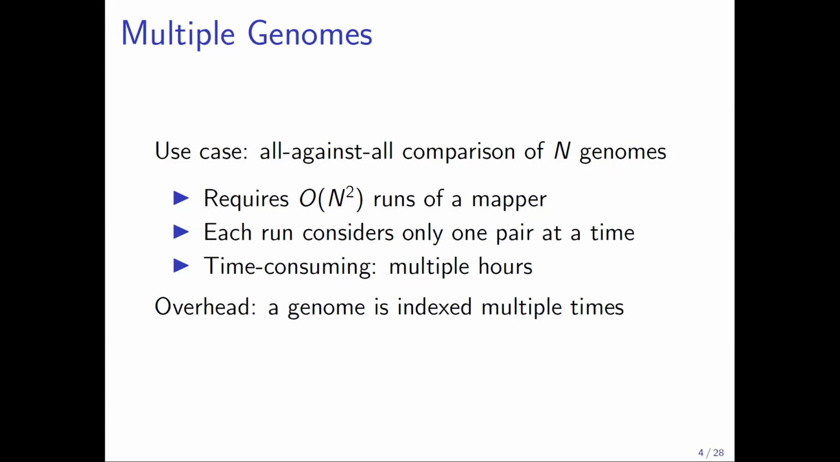And in this case, we have a severe overhead, for example, because each genome is indexed multiple times. For example, if we map genome A against genome B and genome C separately, then obviously we'll have to index genome A multiple times.